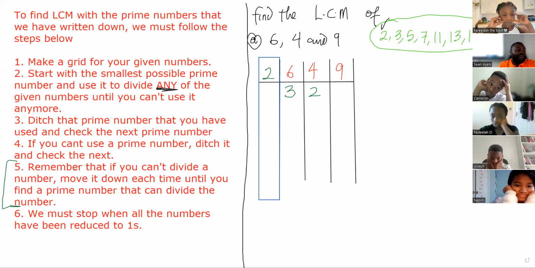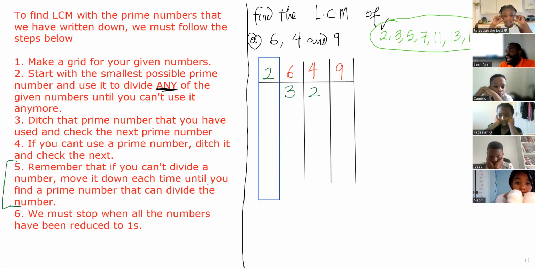What does it say? Remember that if we cannot divide a number, what do we do to it each time? We move it down. So what are we going to do to 9? We'll move it to the next level. Is that clear to everybody? Yeah.